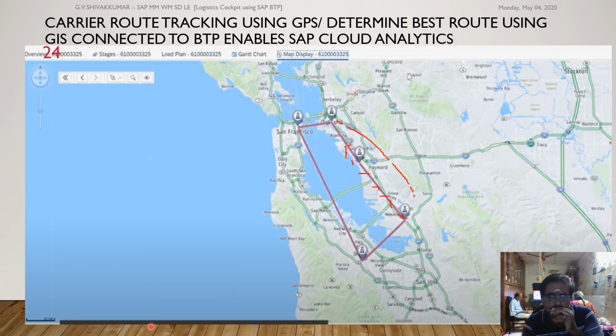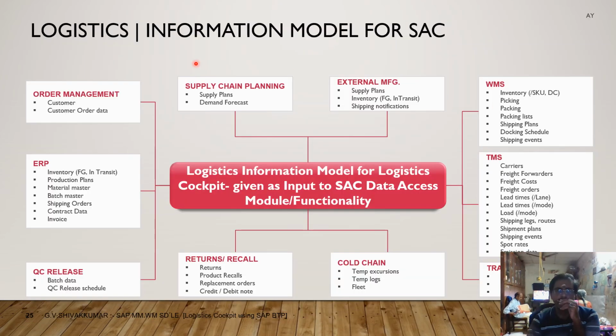I'm using the laser pointer, and now it shows a map, a Google Maps kind of thing. SAP TM has an inbuilt functionality for that, and SAP BTP uses that functionality, so no problem there. Okay, next screen. What is the information model required for the logistics cockpit design using BTP with SAC? Order management, the logistics information model for the logistics cockpit, is given as an input to SAC, that is Analytics Cloud, for data access with respect to model and functionality. So what are they?